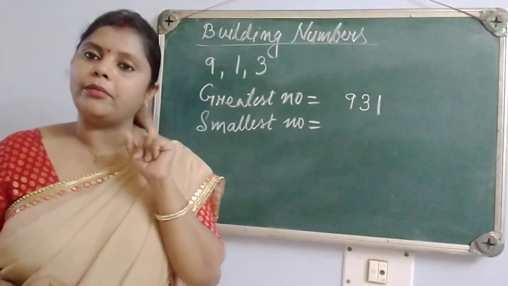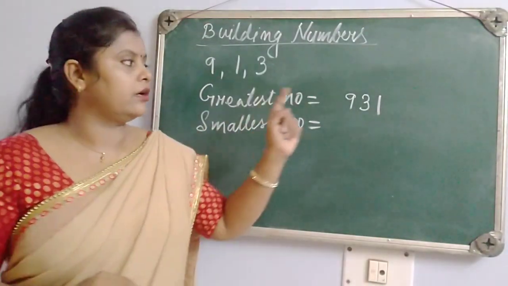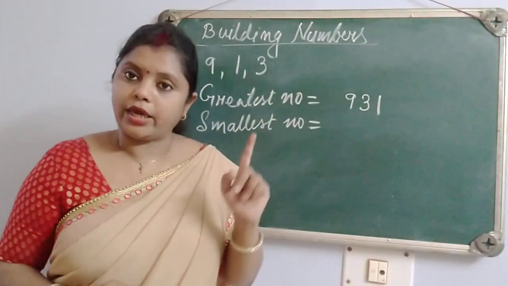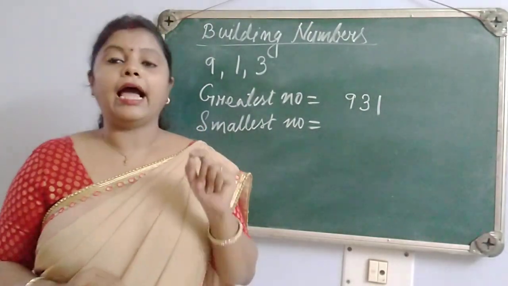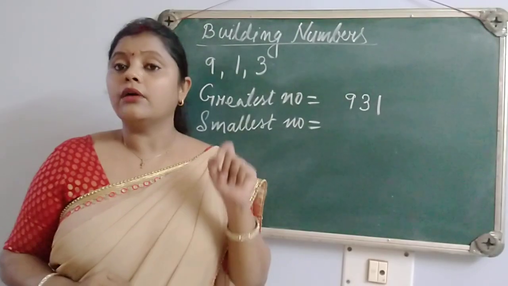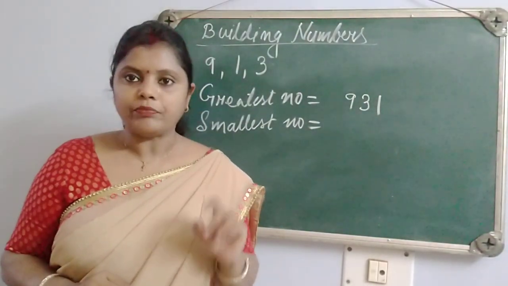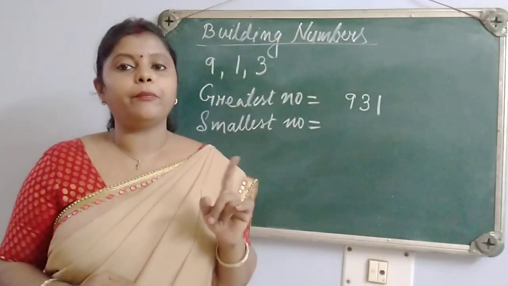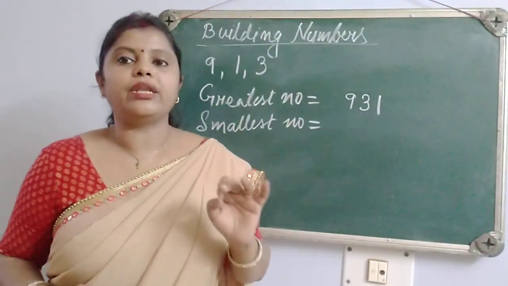Now you have to remember one thing. For the greatest number, we will repeat the greatest digit. For the greatest number, we have to repeat the greatest digit, and for the smallest number, we have to repeat the smallest digit. Am I clear? For the greatest number, we will repeat the greatest digit. Now just see how many digits we require.